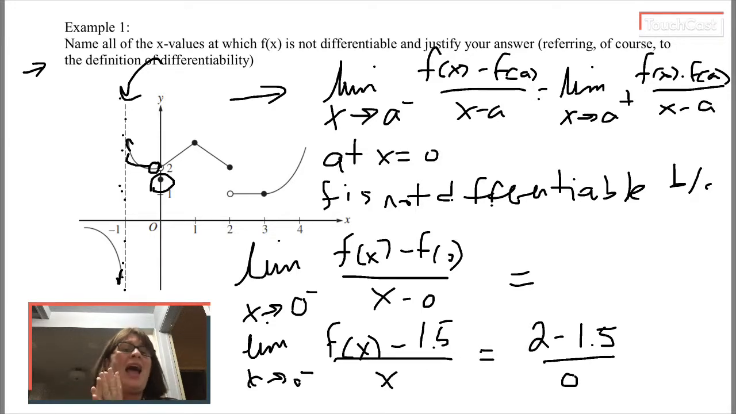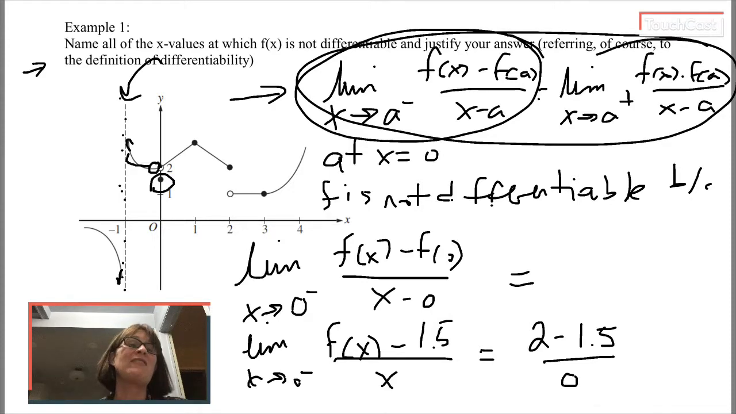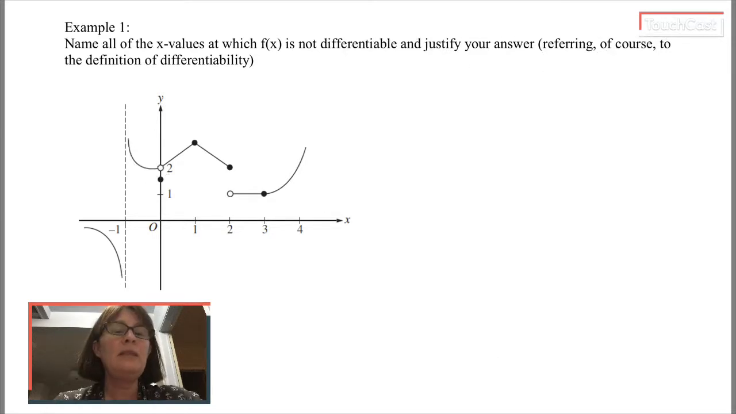So since the limit as x approaches 0 from the left of f of x minus f of a, or f of x minus f of 0 over x minus 0, is undefined, then this whole limit is undefined, which means these two sides are not equal, which means f is not differentiable at x equals 0. Let's try the next one.